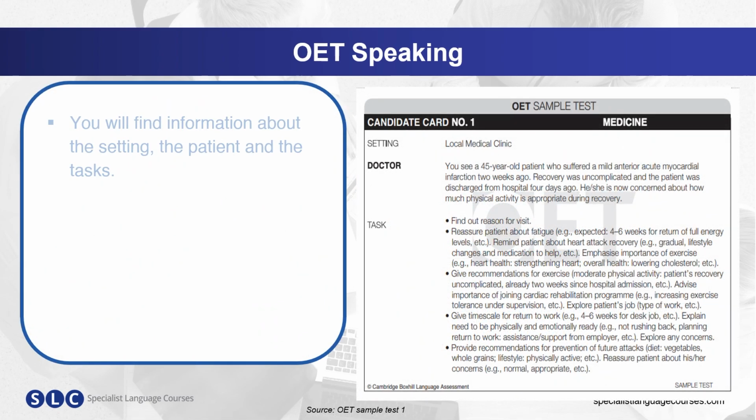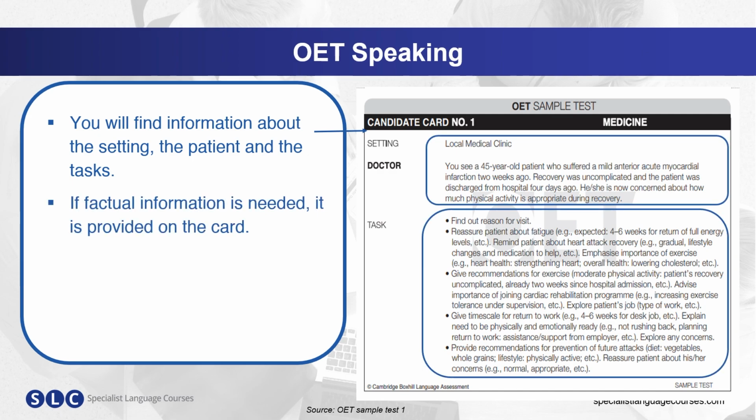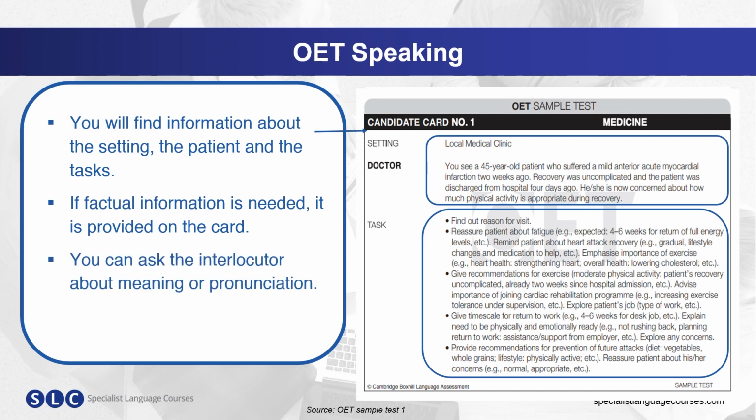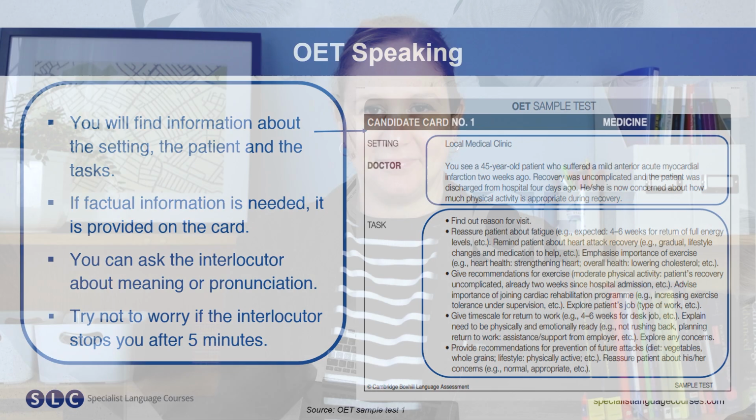On the role card, you will find information about the setting, the patient, and some tasks. If factual information is needed, it's provided on the card. During your 2 to 3 minutes preparation time, you can ask the interlocutor about the meaning or pronunciation of any words on the role-play card, but not how to do it. Try not to worry if the interlocutor stops you after 5 minutes, it just means the time has finished.